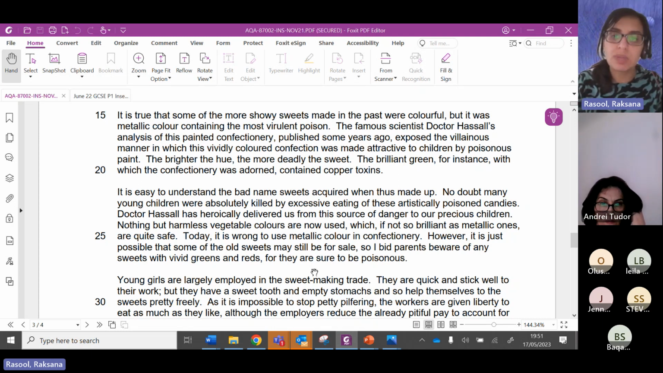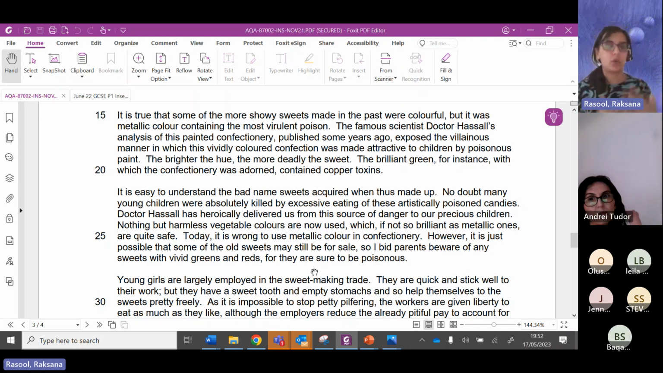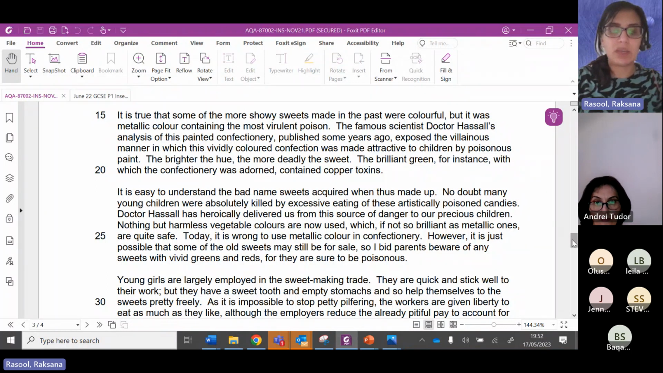Today, it is wrong to use metallic colour in confectionery. However, it is just possible that some of the old sweets may still be for sale. So, I bid parents beware of any sweets with vivid greens and reds, for they are sure to be poisonous. Okay, so although it's banned now and vegetable colours are used, there might still be some sweets on sale that are metallic in colour. So it's just warning parents to be careful.